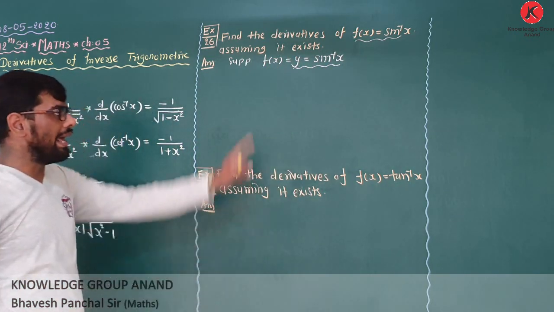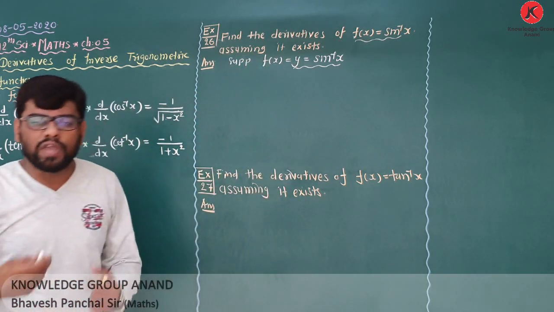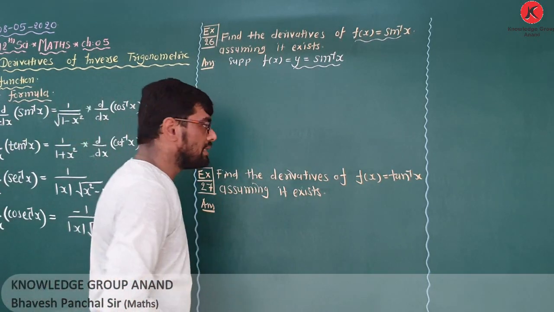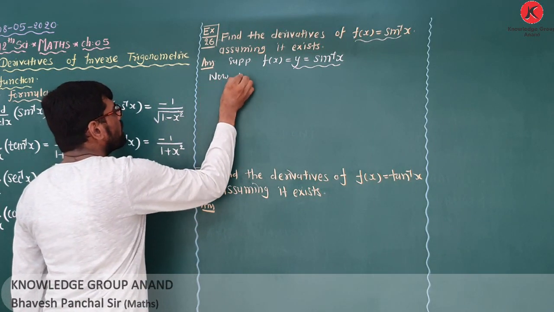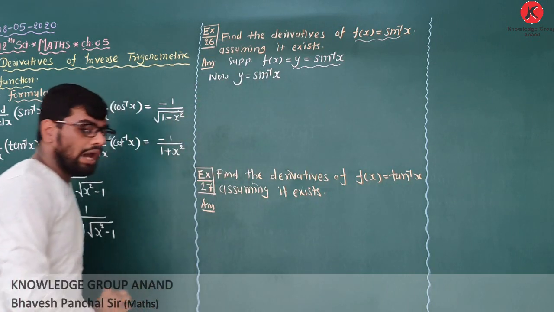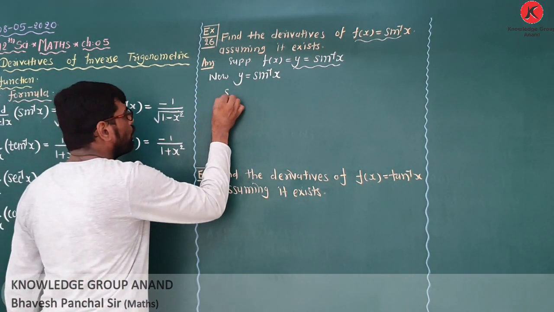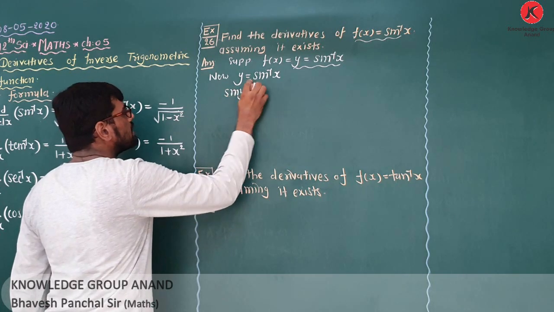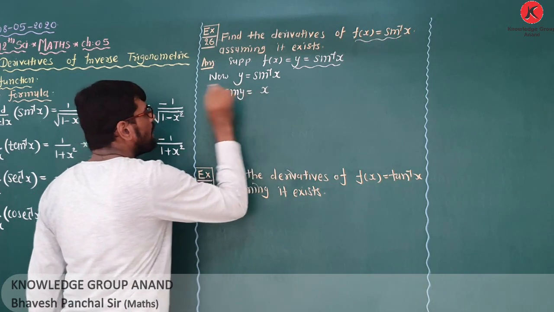Here we have to find the derivative of f(x). That means here we have to find the derivative of y. Means we have to find dy by dx. See here, y equal to sin inverse x. Now taking sine function on both sides, then sin y equal to sine of sine inverse, which gives the identity function, and the answer is now x.